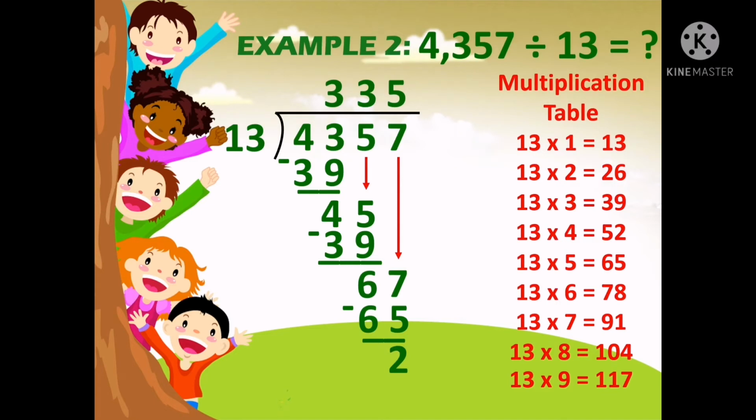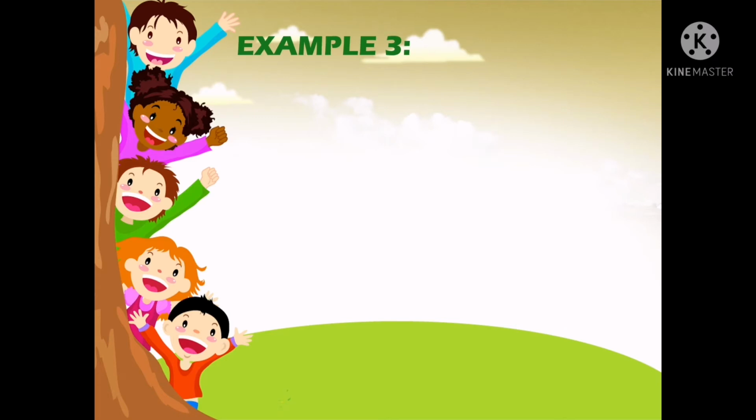And there's no more number on the right side, no more number to bring down. So that means our 2 here is our remainder. So when we divide 4,357 by 13, we get a quotient of 335 remainder 2. If you want to check if your answer is correct, you can simply multiply 335 times 13, then add the remainder 2, and you will get 4,357. Okay, let me now proceed to example number 3.